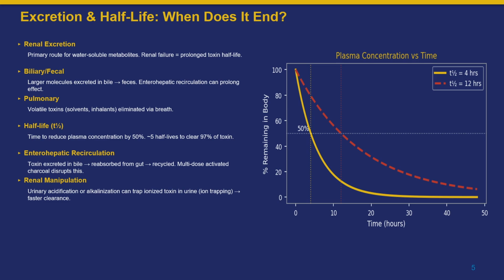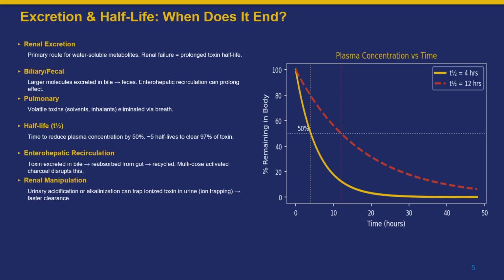Biliary excretion. Larger conjugated molecules are often excreted into bile and pass into the gut. Most leave in the feces. But here's the complication. Some toxins are then deconjugated by gut bacteria and reabsorbed. This is enterohepatic recirculation. This is clinically significant because it means a toxin can keep circulating even after absorption is complete. This is one reason we sometimes give multiple doses of activated charcoal to interrupt this recirculation cycle by binding the toxin in the gut each time it's secreted in bile.